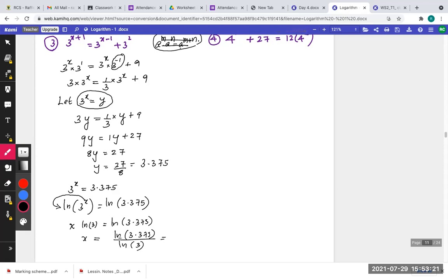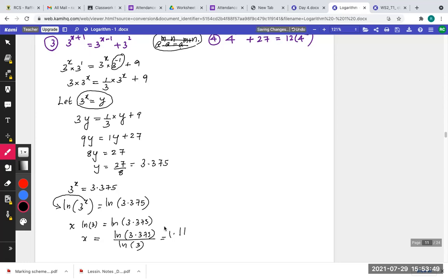Don't cancel this ln and ln, you can't do that because ln standing alone does not have any meaning. So you do ln of 3.375 on the calculator. The calculator has an ln function: ln of 3.375 divided by ln 3, right? That is 1.10.